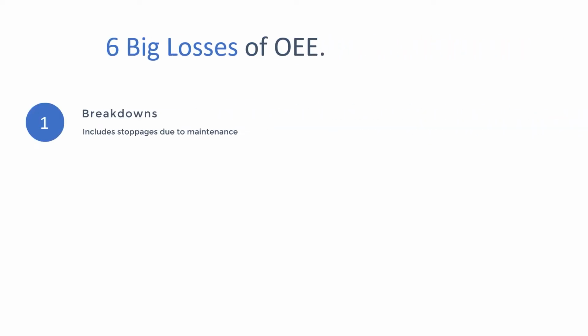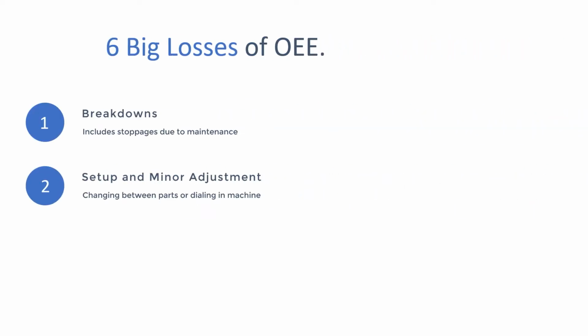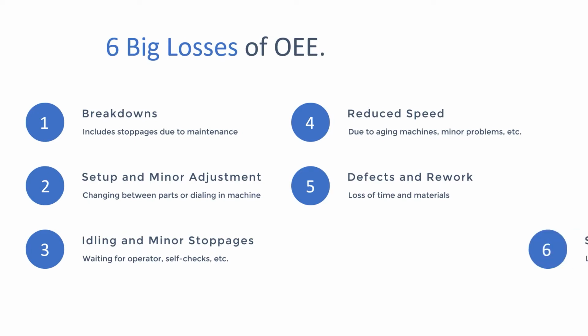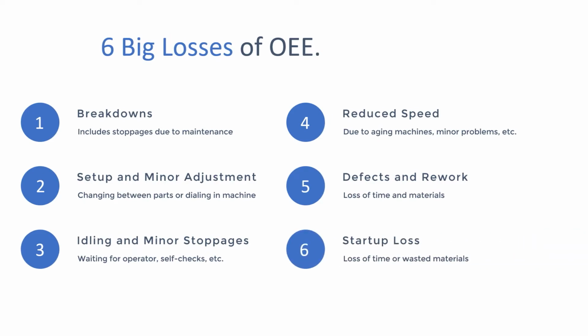In this episode, I'll be covering the 6 big losses for overall equipment effectiveness, or OEE. The losses are breakdowns, setup and minor adjustment, idling and minor stoppages, reduced speed, defects and rework, and startup loss. Each of these losses saps a small portion of potential production you could be getting from your machines.